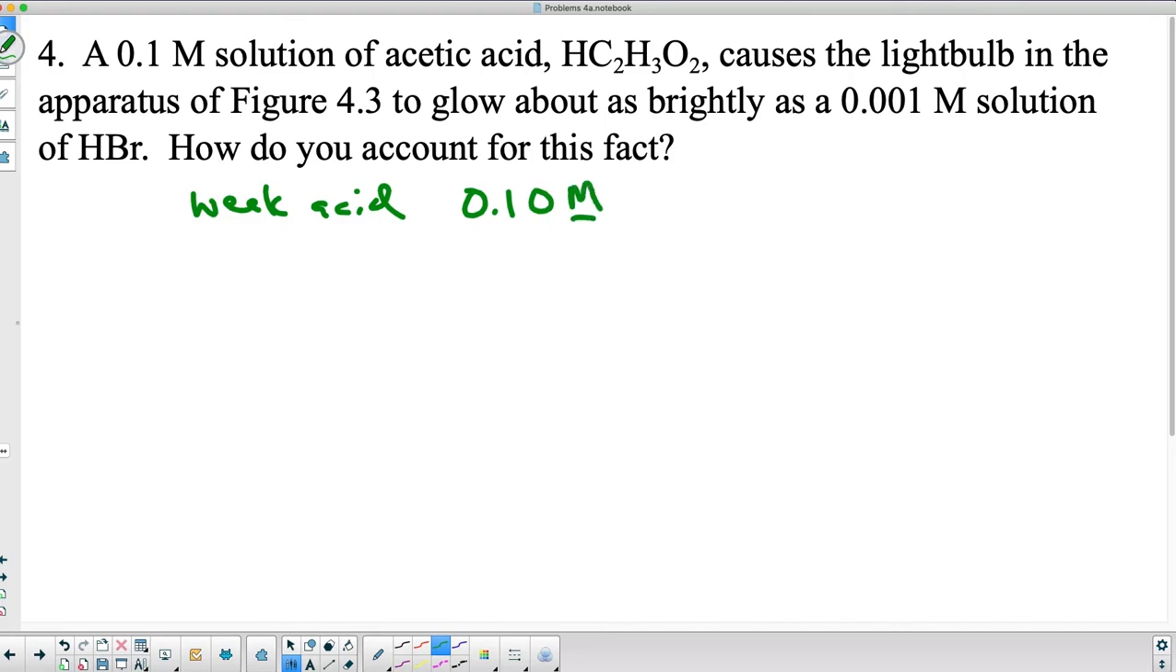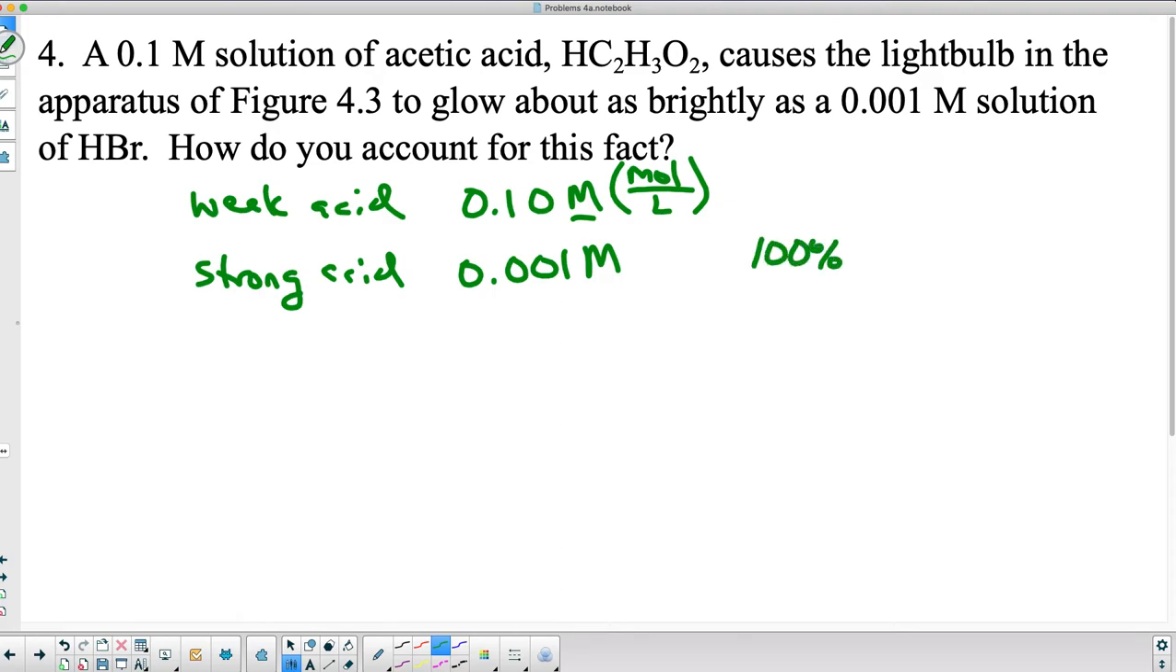This is the number of moles per liter. That's what that means. That capital M for molar means that there's 0.1 moles per 1 liter, which is actually a reasonably strong concentration. But notice that my strong acid, because HBr is one of the strong acids, has a concentration 100 times less than my weak acid. That means that the ionization happens 100% of the time for the HBr, while for the weak acid it happens about 1% of the time, or 100 times less.